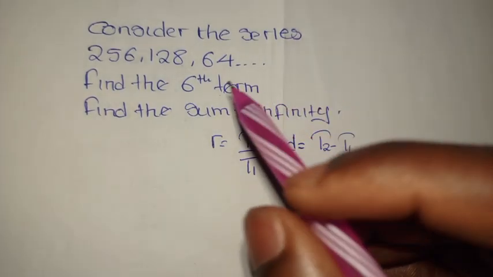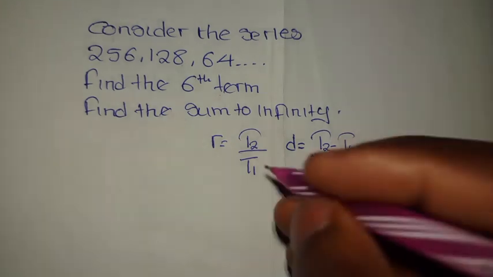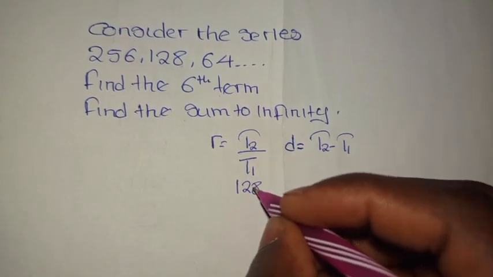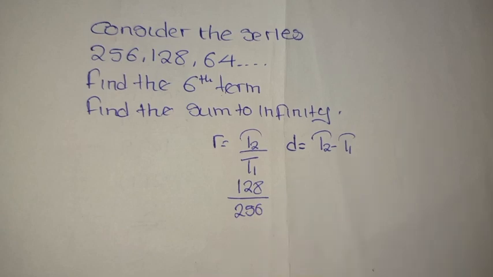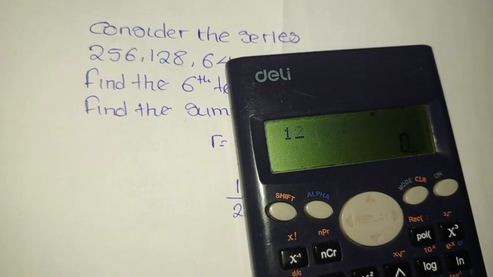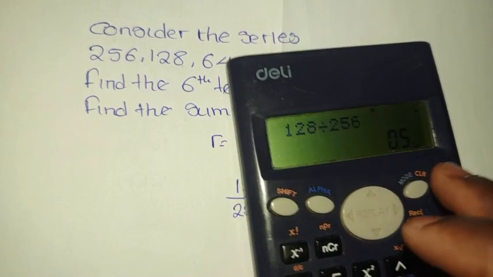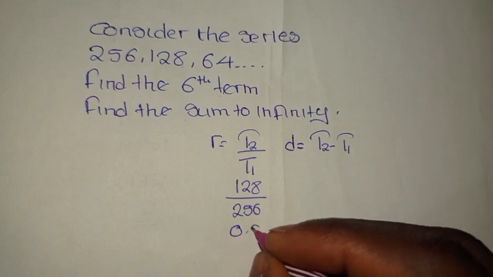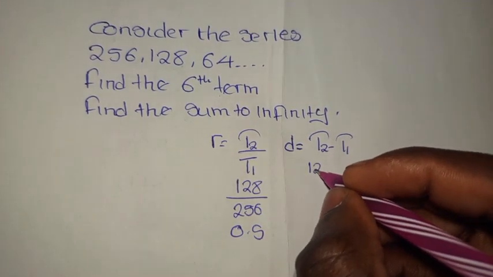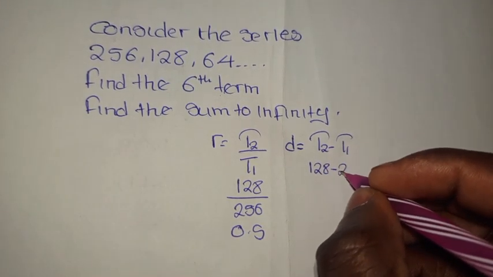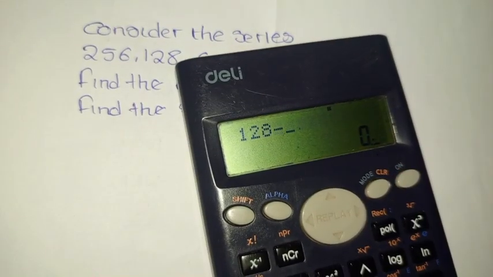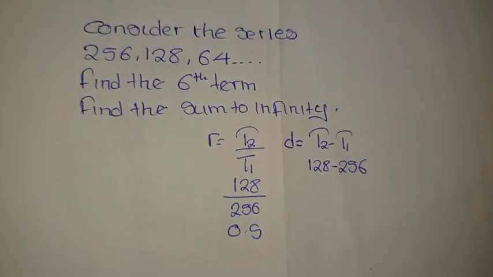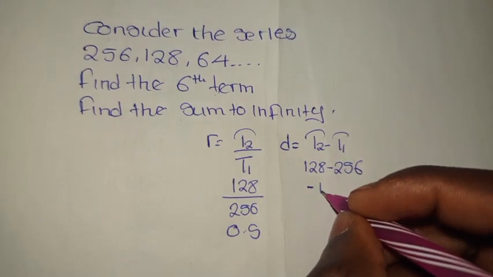So if you look at this expression, when you divide 128 by 256, you get your answer to be 0.5. But when you subtract 128 minus 256, what can be your answer? Your answer will be negative 128.